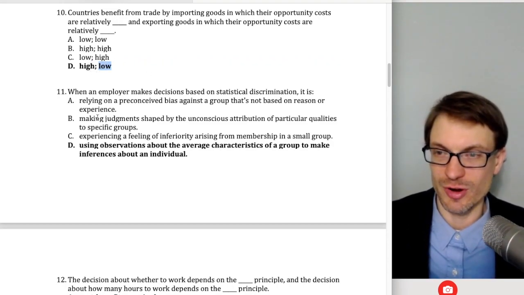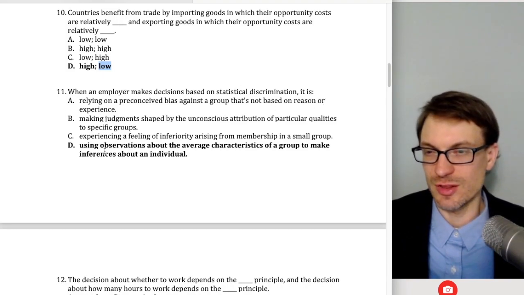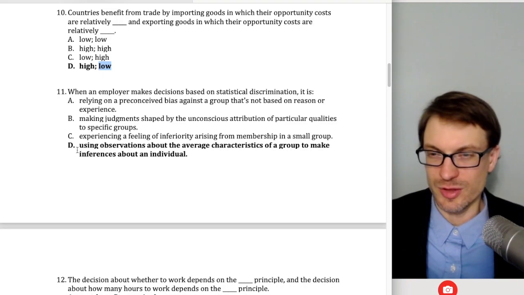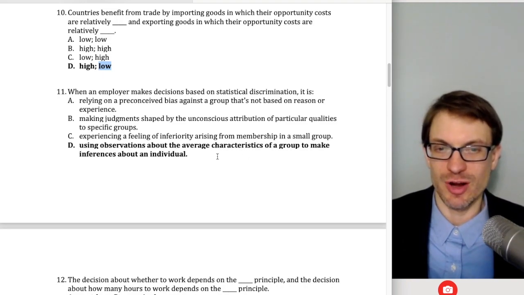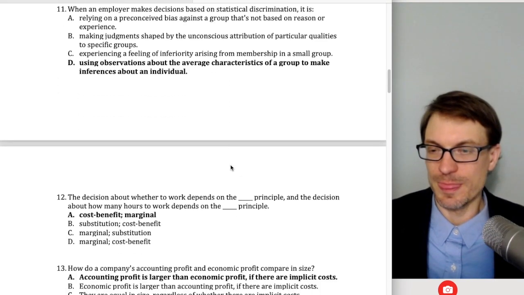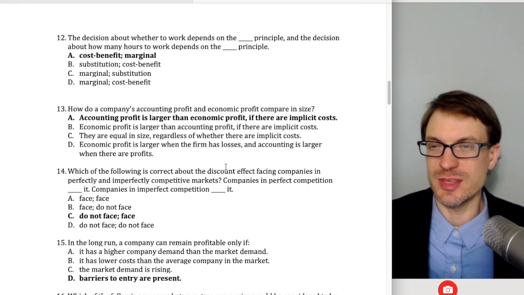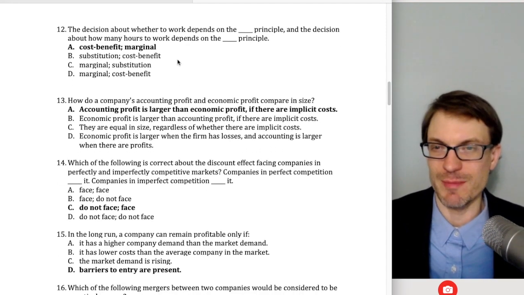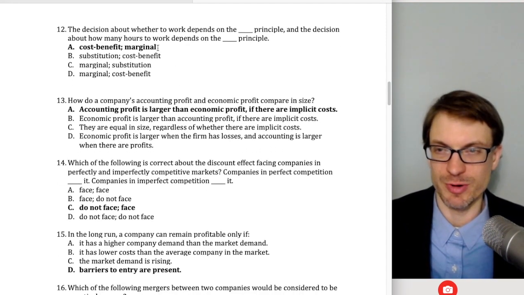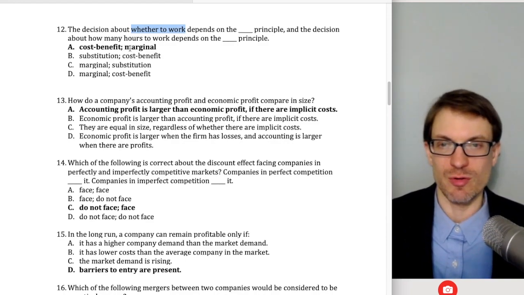All right, so when an employer makes decisions based on statistical discrimination, it is using observations about the average characteristics to make inferences about the individual. The decision about whether to work depends on the cost-benefit principle, and the decision about how many hours to work depends on the marginal principle. Whether to work, weigh the costs and benefits, and then how much. So you kind of incrementalize the decision.